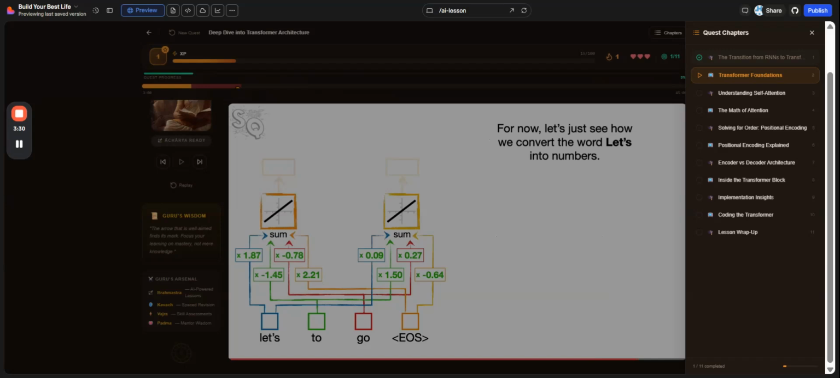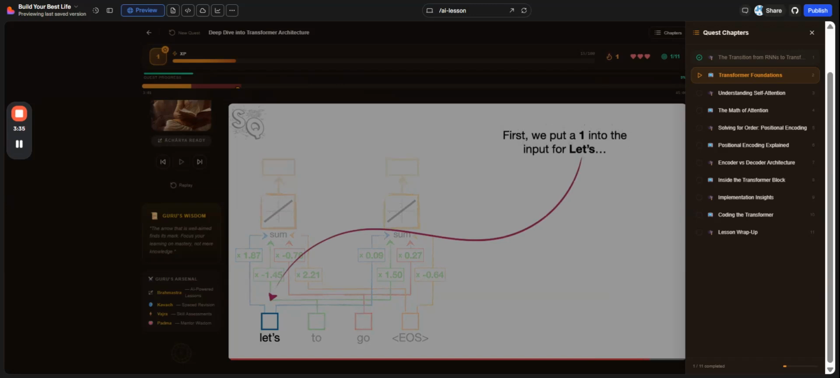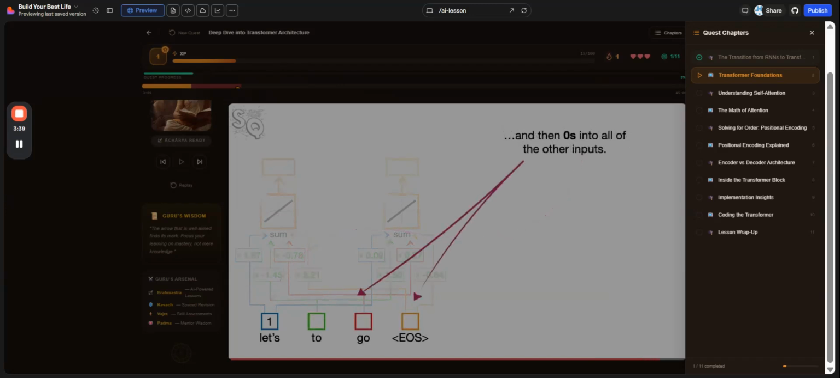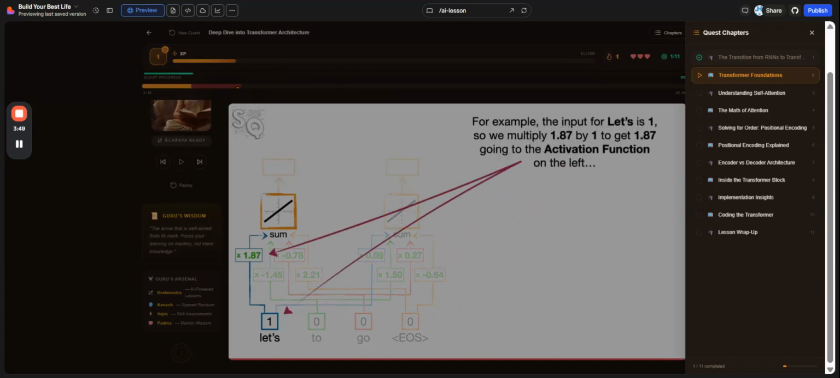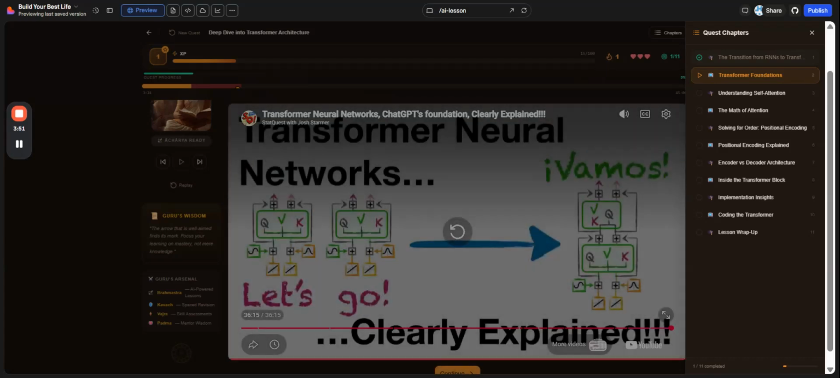For now, let's just see how we convert the word "let's" into numbers. First, we put a 1 into the input for "let's," and then put zeros into all of the other inputs. Now we multiply the inputs by their weights on the connections to the activation functions. For example, the input for "let's" is 1.